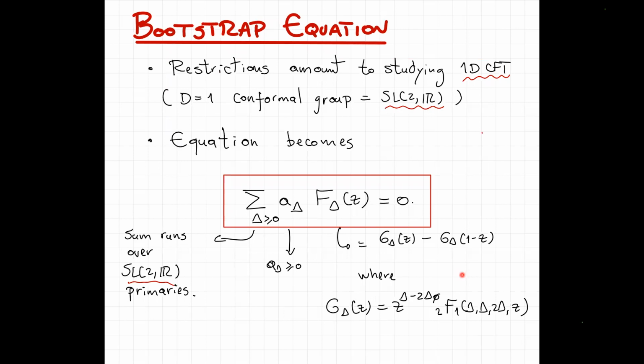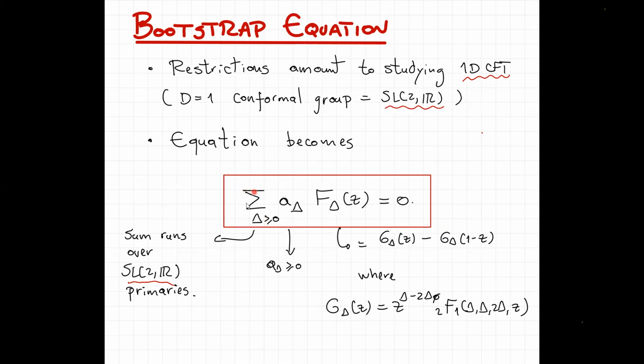So in practice, what this means is that it's as if we are studying one-dimensional CFTs, okay? Because the conformal group for a one-dimensional CFT is SL2R. So I'll comment on this in a second. Let me just mention now that if we impose all these restrictions, the equation looks a bit simpler.